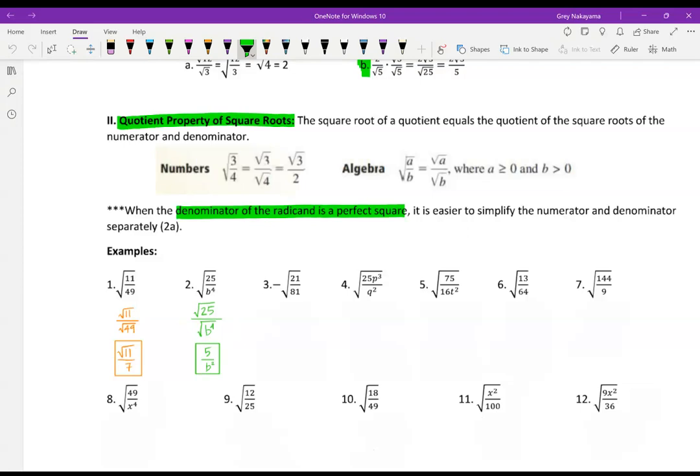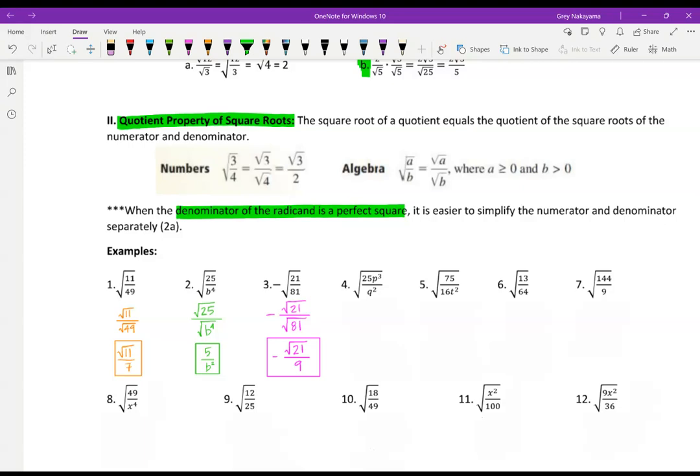Number 3, negative square root of 21 over 81. 81 is a perfect square, and I know that 21 isn't, so even though I could simplify those, I need the radical to not be in the bottom. So this is easiest to go ahead and just separate them and think of it as the negative square root of 21 over the square root of 81, which is going to be the square root of 21 over 9, not forgetting that negative.